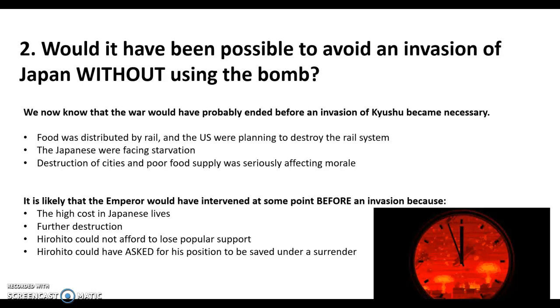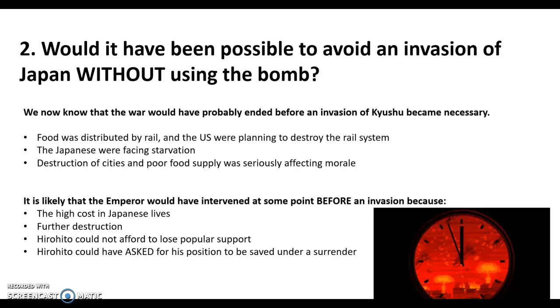And this was because the Japanese were actually in quite a bad state. The US was about to bomb the railways, while the food was distributed by rail. The Japanese were facing starvation anyway, and because of this and destruction of cities, the Japanese had really low morale, and they were basically asking the government to surrender.